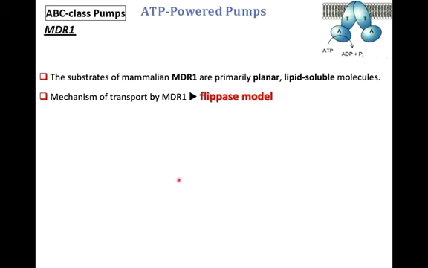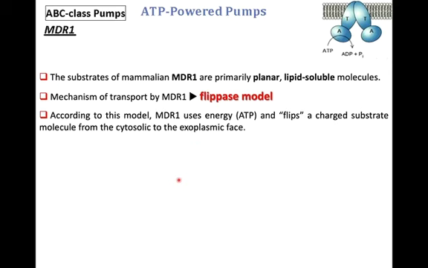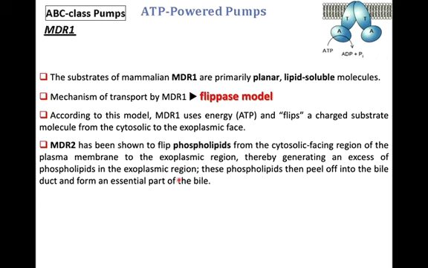So the mechanism of transport by MDR1 is a special mechanism. It's called the flippase model. According to this model, MDR1 uses energy, ATP, and flips the charged substrate molecule from the cytosolic to the exoplasmic phase. There is another molecule, MDR2, which has been shown to flip phospholipids from the cytosolic facing region of the plasma membrane to the exoplasmic region. Thereby, it will generate an excess of phospholipid in the exoplasmic region. These phospholipids then peel off into the bile duct and form an essential part of bile.